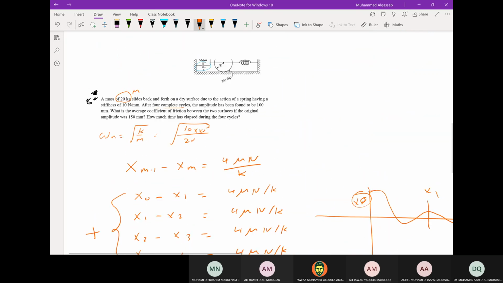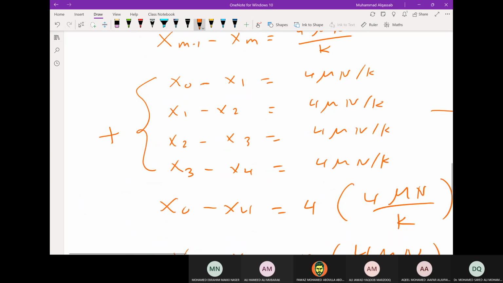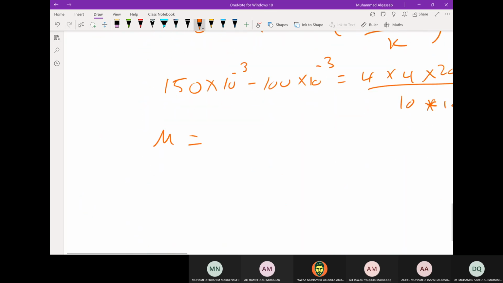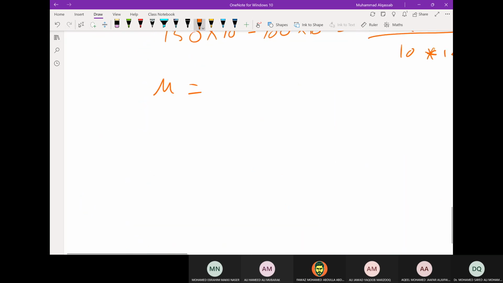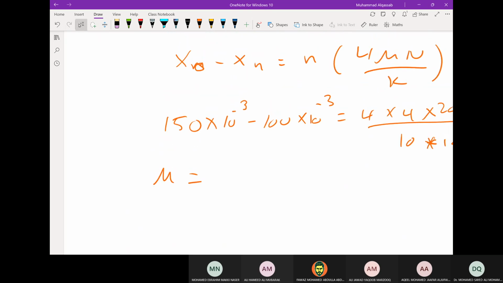Okay, the second part of the question is, how much time has elapsed during the 4 cycles? What shall we do here? We go back to the definition of omega n or omega d, because this is damped free vibration, but Coulomb damping, and the frequency of oscillation is unchanged. So it means that omega d equal to omega n, right? So we can find the solution here.